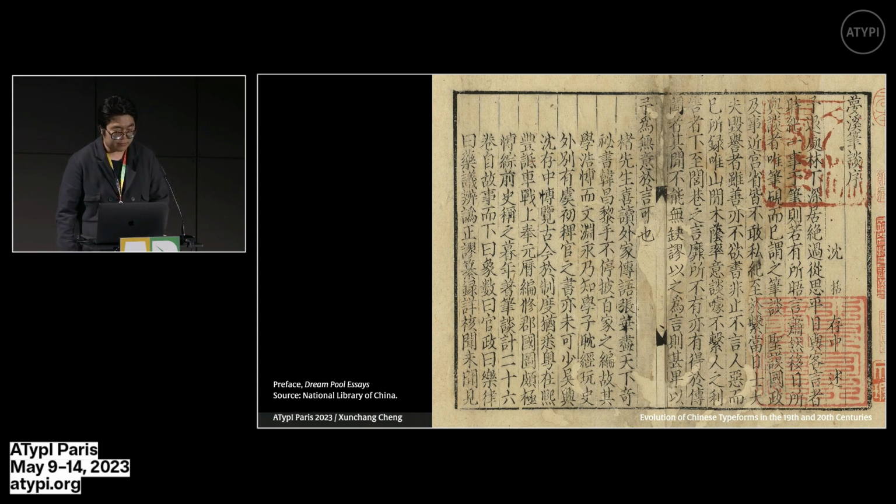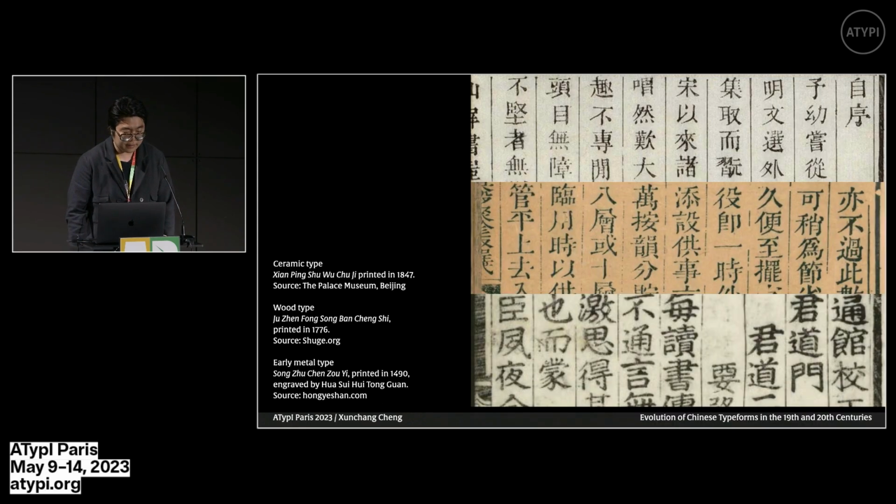The earliest mobile type was not wood or metal, but unexpectedly ceramic. This is the evidence of the invention of Bi Sheng's ceramic mobile type, recorded in the Mengxi Bitan essay written by Shen Kuo. And this shows 3 different materials. The top one is printed by ceramic type, the middle one by wood type, and the last one is early metal type.